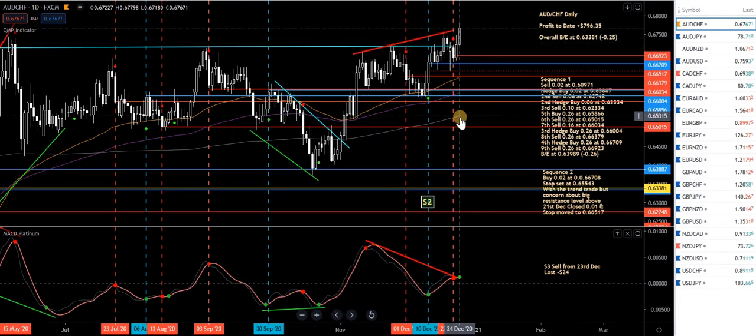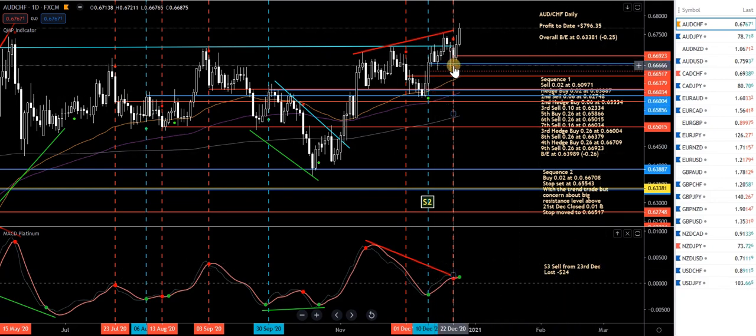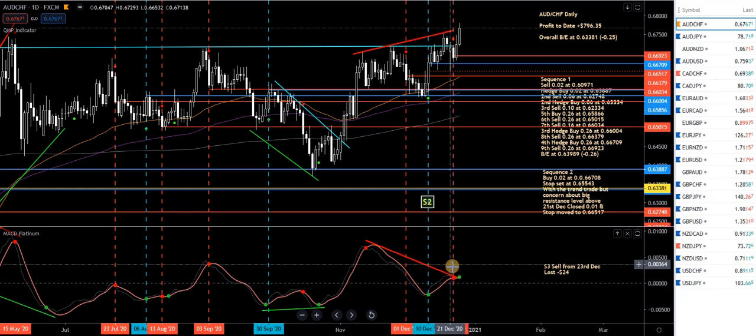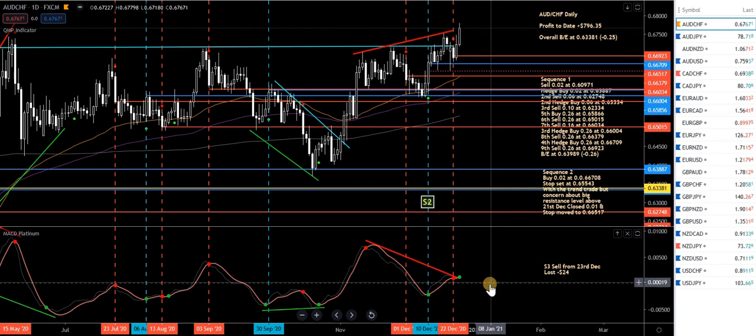So my last signal was actually a sell on this red line here. You can see it was the sequence 3 sell from the 23rd of December. So I took a sell here, and it was stopped out. The stop was just above here. It got stopped out on Friday. So I took a loss of $24 on that sell. You see the MACD Platinum's above the zero level. Generally, I'm looking to sell when it's above the zero level and buy when it's below the zero level, the zero level being this dotted line here.